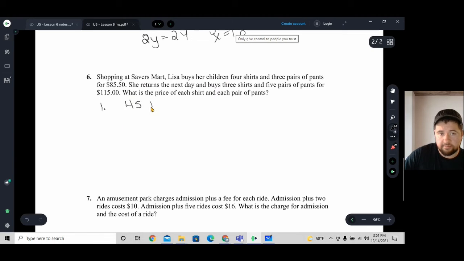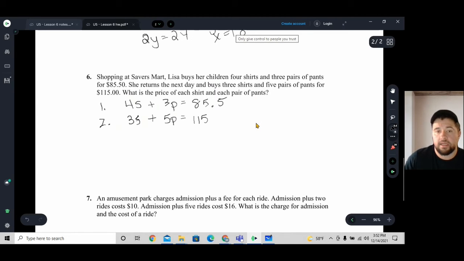4S plus 3P equals 85.5 or $85.50. Equation number 2. 3S plus 5P equals $115. Make that S look better.